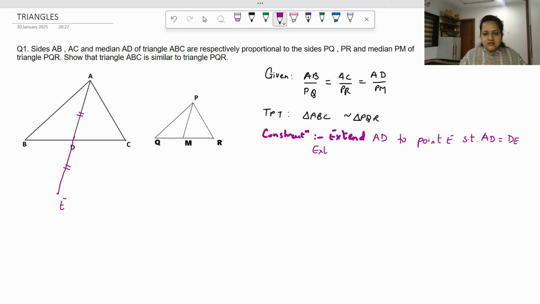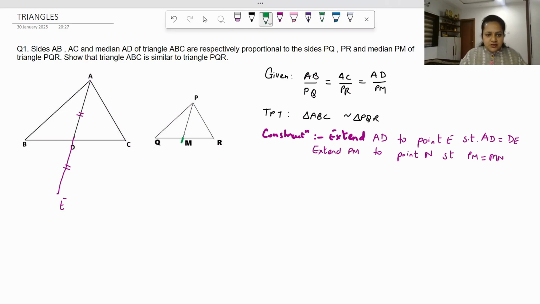We'll say extend PM. See children, one thing to remember and understand is when I say AD, we are going from A to D and then from D to E. So the order in which the extension is written is very important. If I say extend PM, I'll go from P to M to the next point. Here, we are extending PM to point N such that the same condition holds: PM should be equal to MN.